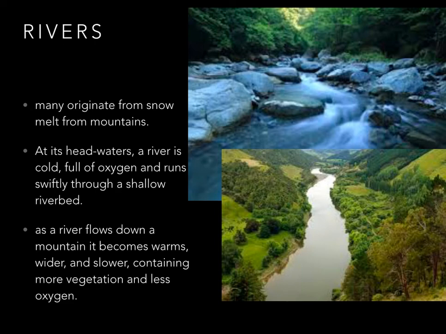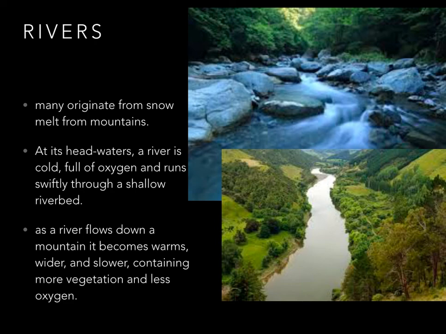Okay, so now we're going to talk about rivers. So we talked about lakes, which are not as free-flowing as rivers. Many of these rivers originate from snowmelt from mountains. As you know, with rivers, we have a gravitational force. Many of them start higher in the mountain ranges, and then they flow downward. So at its head, a river is cold, it's full of oxygen, and it runs swiftly through a shallow riverbed. So it's running swiftly due to gravitational pull. It's usually going downward from a mountain range or a mountainous area.